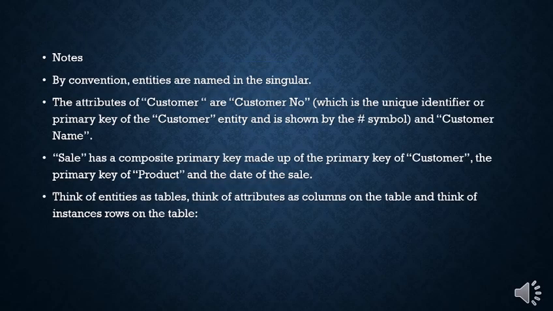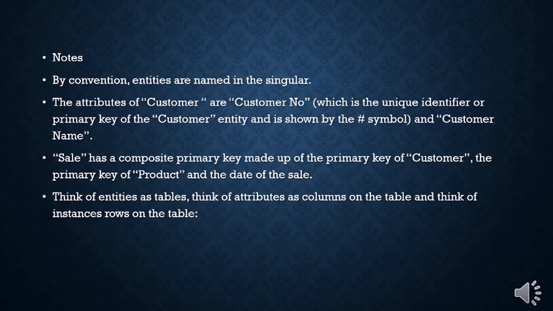Let's start with a few key notes. First off, by convention, entities are named in the singular form. The attributes of the customer entity are customer number, which is the primary key, or we can say it is a unique identifier. This is often shown with a hashtag symbol. And the second one is the customer name.